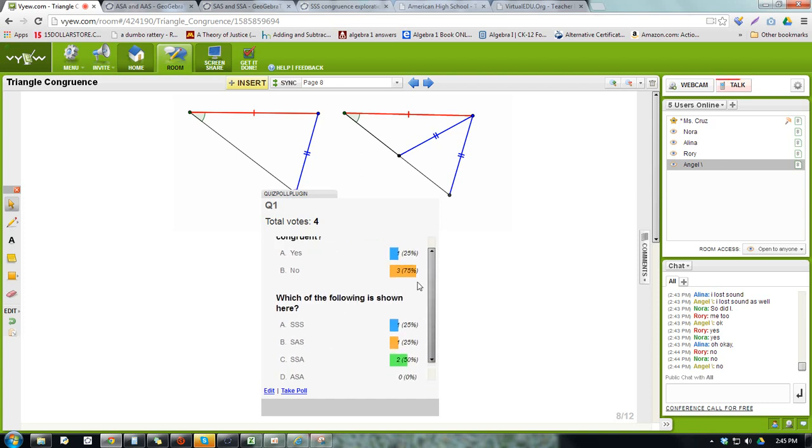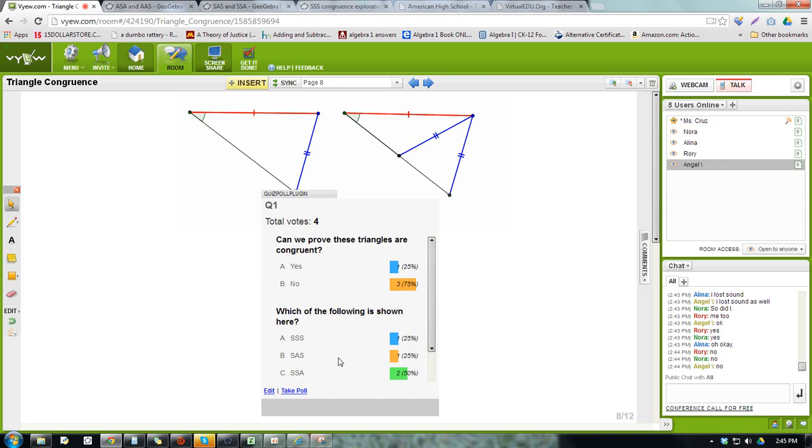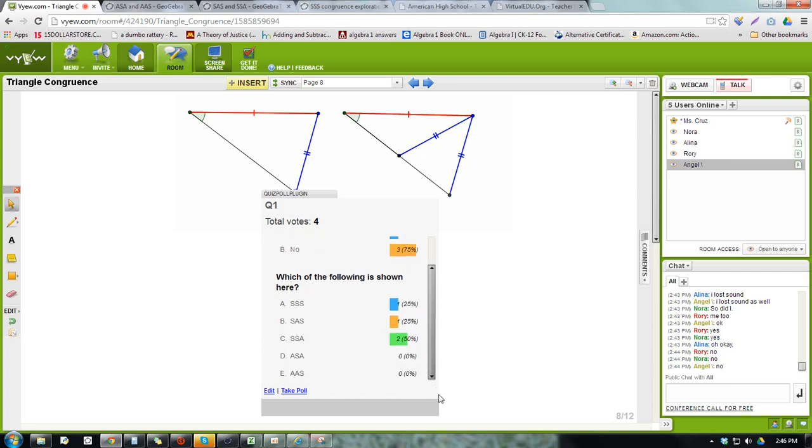Okay, so we got one person with a yes, three people with a no, and then we got one for SSS, one for SAS, and one for SSA. Now I will tell you all that this is actually not the picture that was supposed to be here, so I'm sorry about that. And the correct answer is actually no. They cannot be proven congruent because we have SSA. And SSA does not prove congruence. It's actually the only one that doesn't prove it from the things we went over today. So write that down in your notes: SSA is the only one that doesn't prove congruence. The rest of them do.